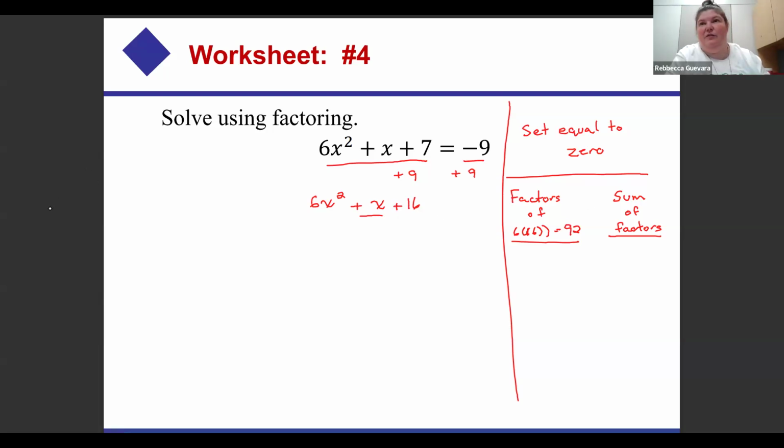Sorry, my 96 looks like not what it was supposed to be. 96. I was looking at going, that doesn't seem right.